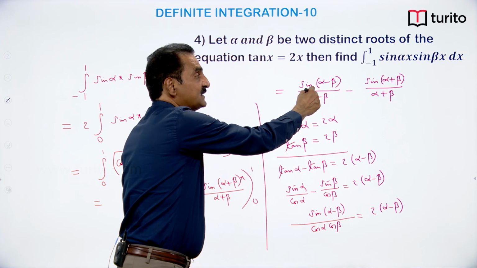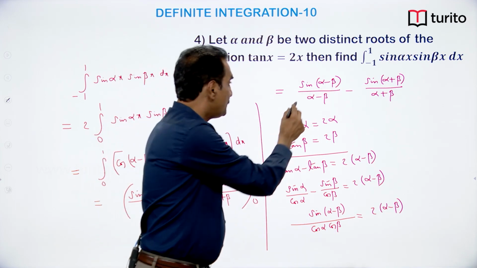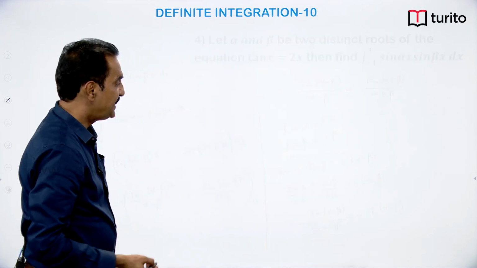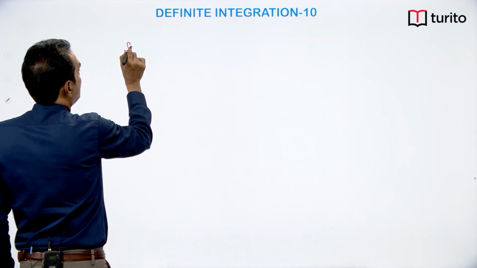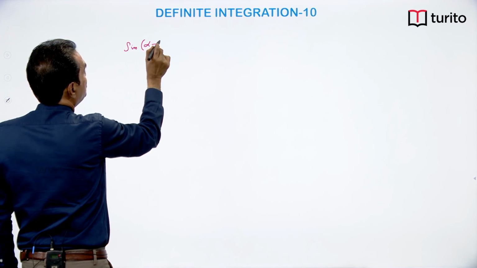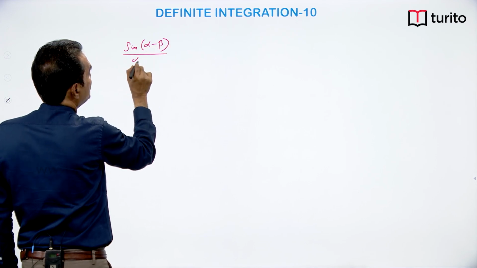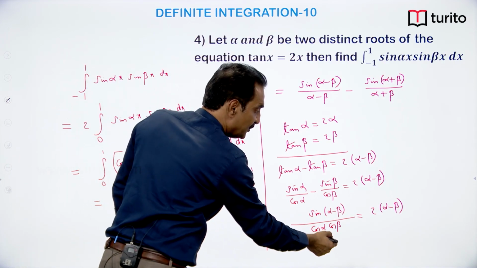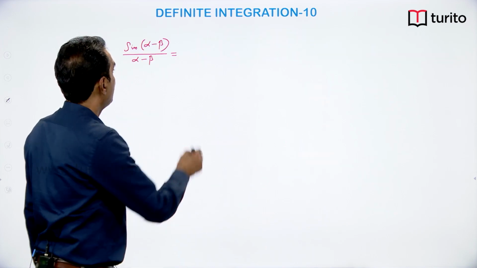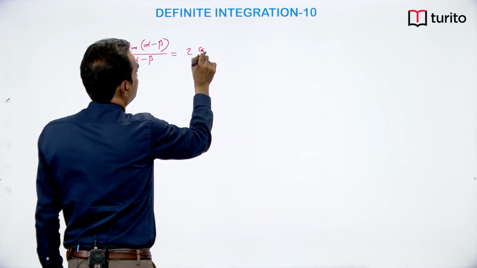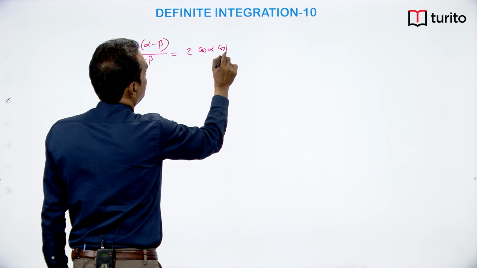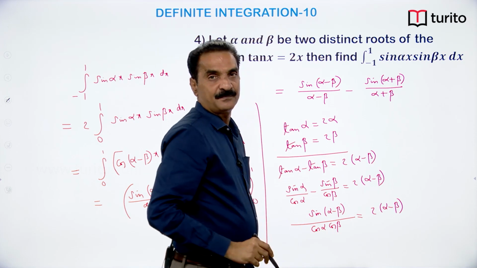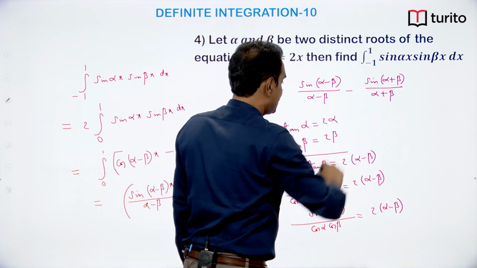Now, the answer is this minus this. So, find sin alpha minus beta by alpha minus beta from this. I will write in the next page. Sin alpha minus beta by alpha minus beta is equal to what? 2 cos alpha cos beta. Now, we have calculated this.